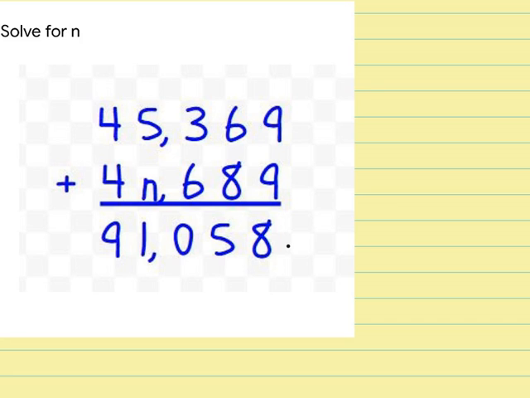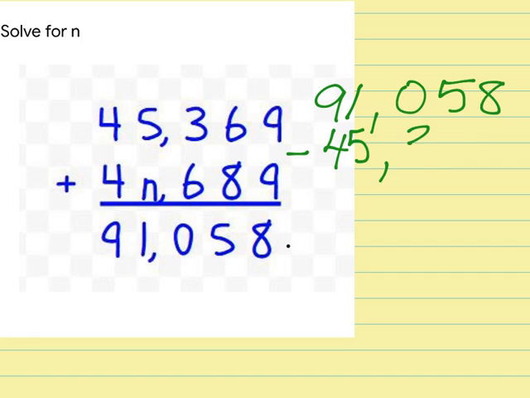So we have 45,369 plus 40-something thousand 689 equals 91,058. Okay, we know that the first thing that we need to do is we need to take our sum and we need to subtract the add-in that we know.